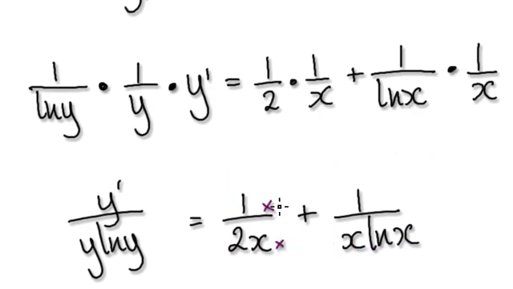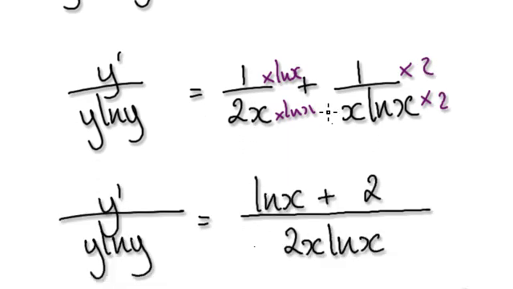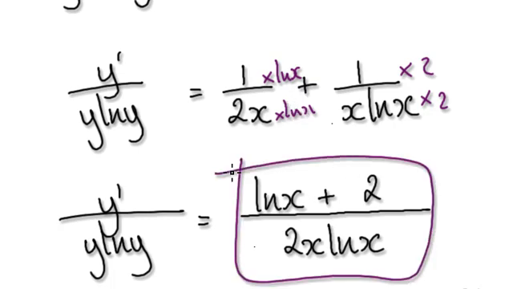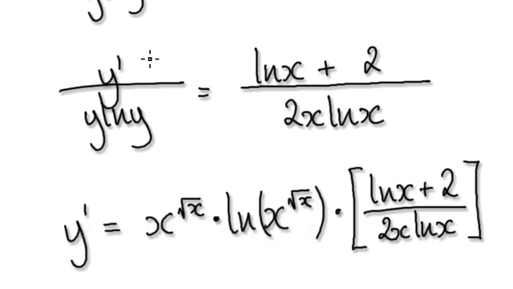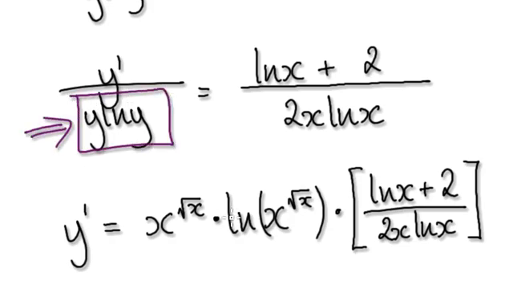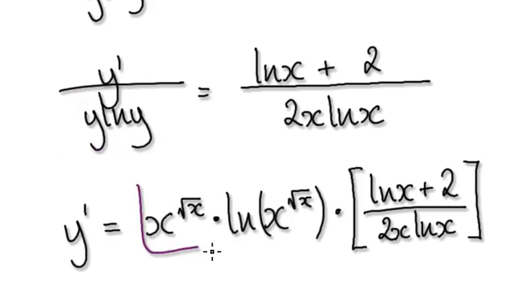On this side, times top and bottom by the natural log of x, and then on this side times top and bottom by 2, and then the two denominators will be the same. When they're the same, you can merge them together, giving you this. Now keep an eye on y prime. You're trying to isolate y prime. So times both sides by this block here. That will then give you this.